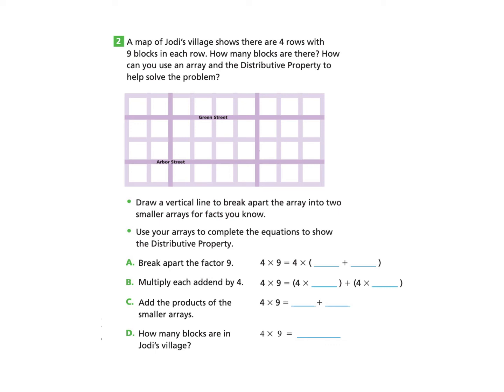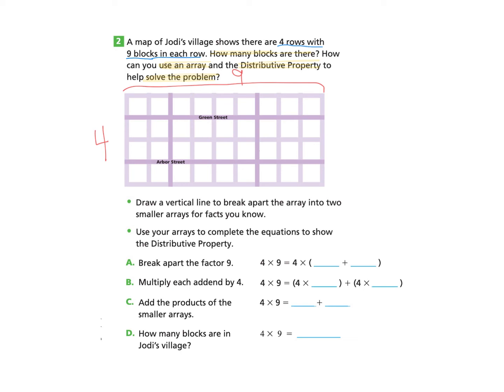Part 2. A map of Jody's village shows there are 4 rows with 9 blocks in each row. How many blocks are there? And how can you use an array and the distributive property to solve this problem? So when we look at this array, we see the information that they have provided. There are 4 rows, and in each row, there are 9 blocks.